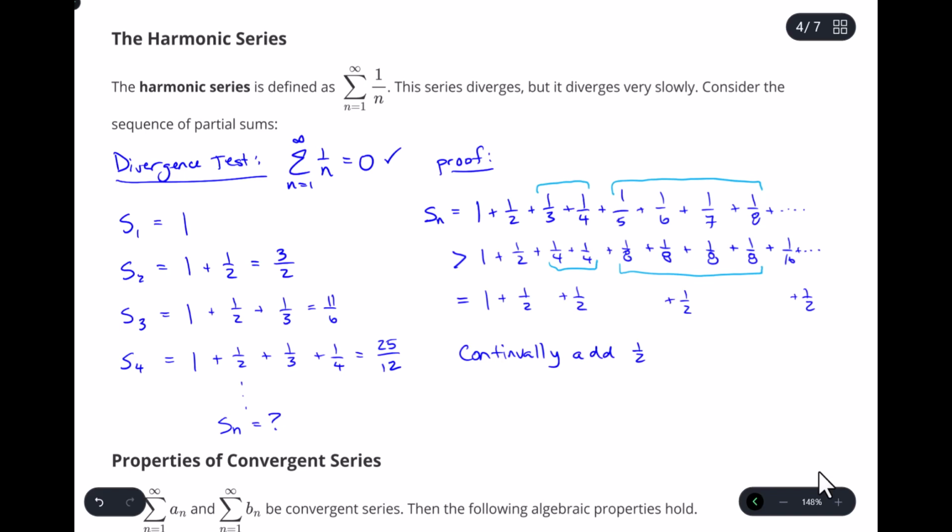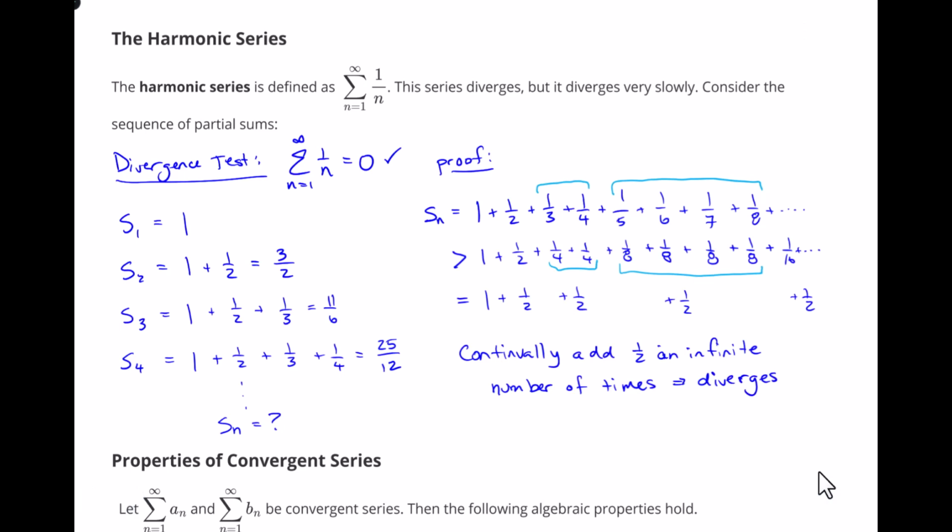so if you continually add 1/2 an infinite number of times, guess what happens? It diverges. And if that series diverges, and this one's even larger in value, well, this one's also going to diverge. So this was a big result for the time, that there was a proof that the harmonic series diverged. It diverges very, very slowly, but it does diverge.